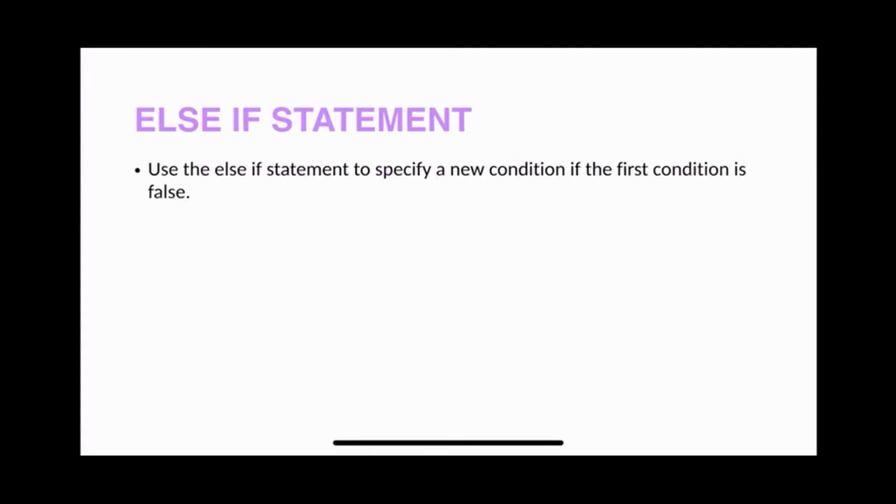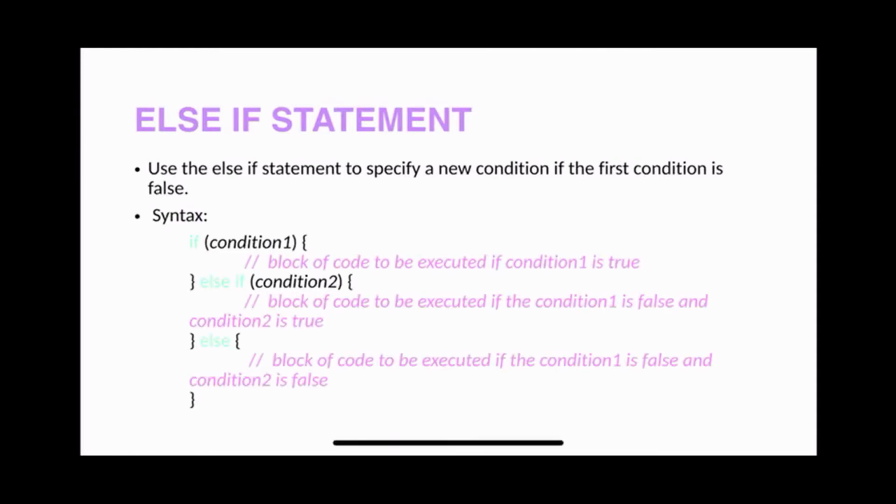Else if statement. Use the else if statement to specify a new condition if the first condition is false. This is the syntax. In this case, there's usually two or more conditions. Therefore, if the first one is false, the second one will be checked, and the third and the fourth. If they're all false, then else will be executed.